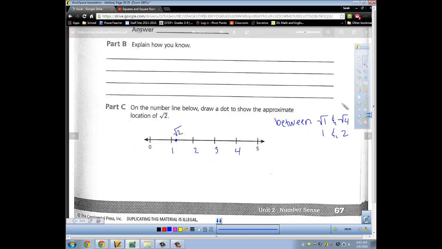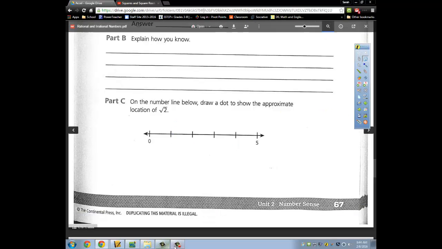Okay, so you are now responsible for doing pages 68 and 69 on your own. Whenever you're done, just put your workbook back where it goes in the classroom. If you have any questions, please let me know.